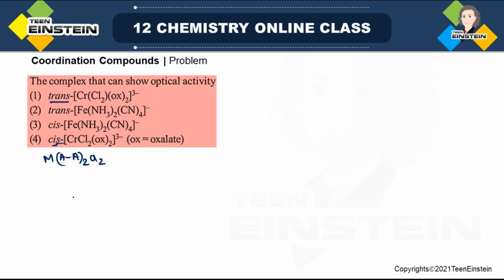Now the cis form, we have already seen, it shows optical activity. So basically the last option is correct. But if it is trans, why is it not correct? I mean, why is it not optically active? So I am now drawing the trans form. Why is it trans? Because the 2A, they are 180 degrees to each other. Now if you cut the molecule along this plane, both halves are equal, so this is optically inactive. This cannot be the correct option. So this is actually the correct option.